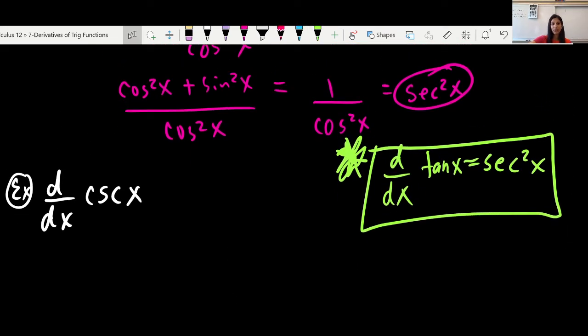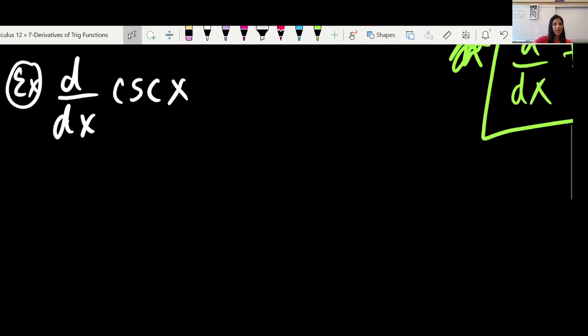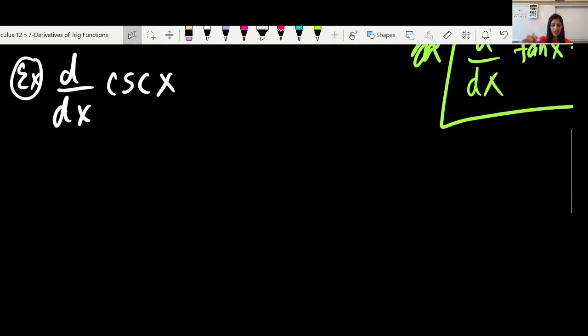Let's take a look at another example. If we have d dx of cosecant x. Just a reminder that cosecant, because it's been a little while, is the same thing as, so let's rewrite this, 1 over sine x.